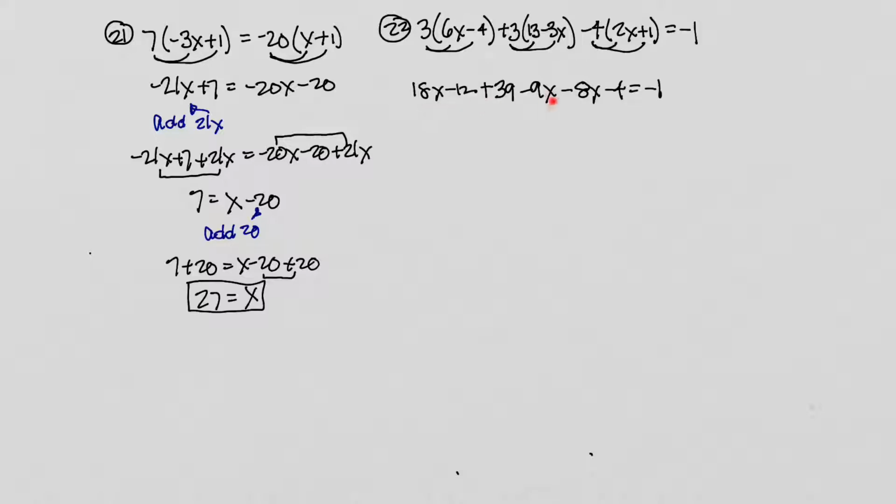Now, let's count up the x's on the left side. How many do we have? We got 18. Then we subtract 9. So 18 of them minus 9 of them is 9. 18 minus 9 is 9. So we're at 9x's. And then we subtract 8. So 9x's minus 8x is just x. So we're just left with an x over here.